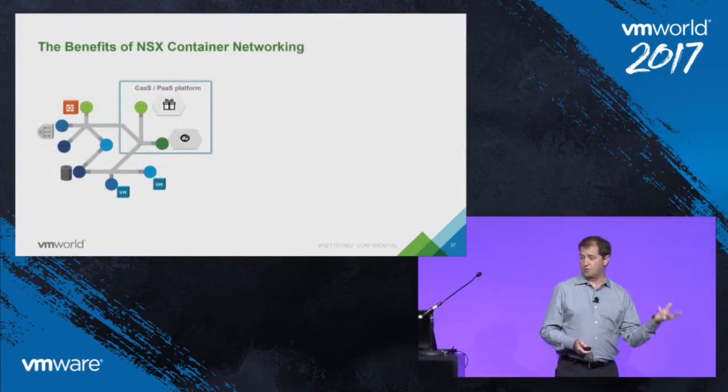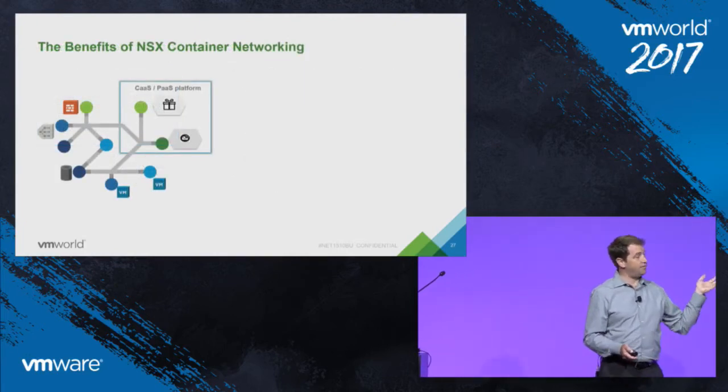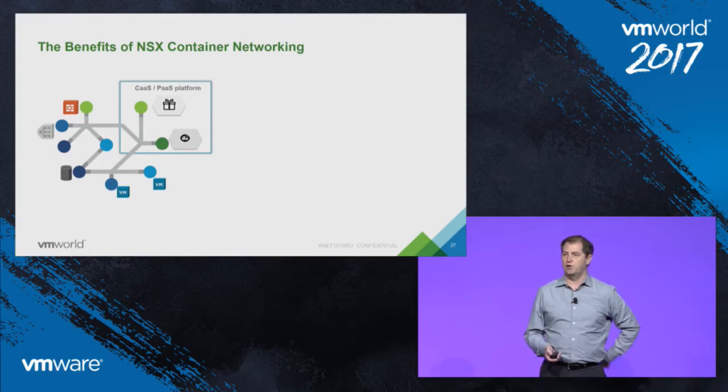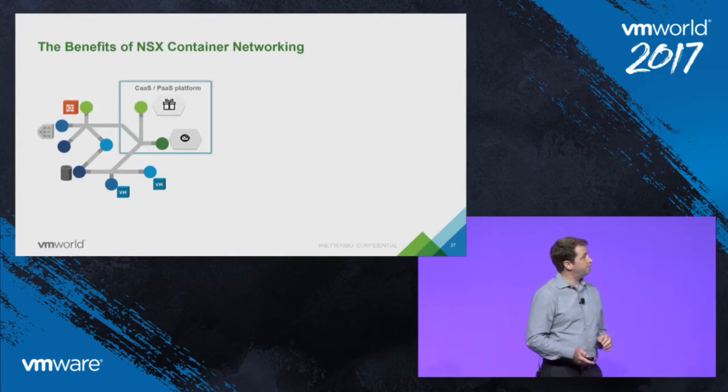So in this world, there's often what they call a CaaS or a PaaS platform, containers as a service or platform as a service. Actually, show of hands, how many of you are doing anything with Kubernetes? Okay, a couple. Anybody with Pivotal Cloud Foundry? Okay, back to the Kubernetes. Anybody with OpenShift, Red Hat OpenShift? A couple people, okay.